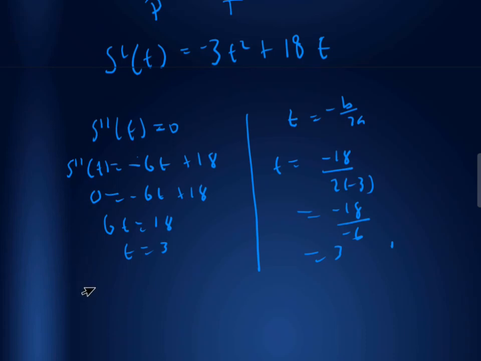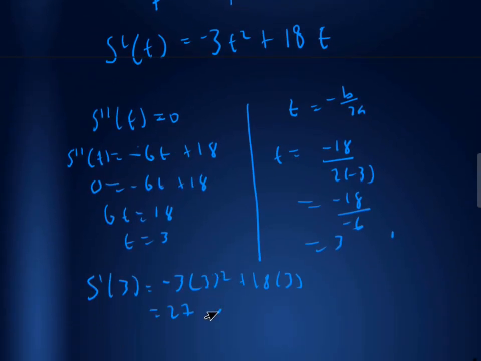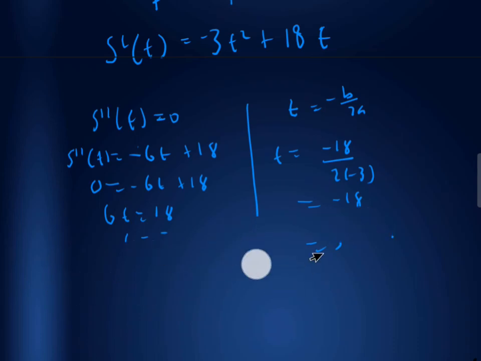So if you substitute 3, it's going to be s prime 3. So s prime 3 is going to be equal to negative 3 into 3 squared plus 18 into 3. So 3 squared is 9 times negative 3 is negative 27. And then negative 27 plus 54, because this is going to be 54, is going to be 27. So therefore, the maximum value is 27. All right, great. The maximum speed is 27. So I'm going to show you something interesting. The next question is going to get interesting.